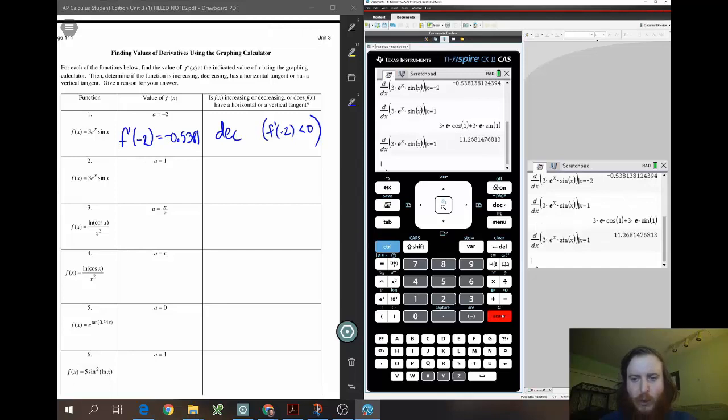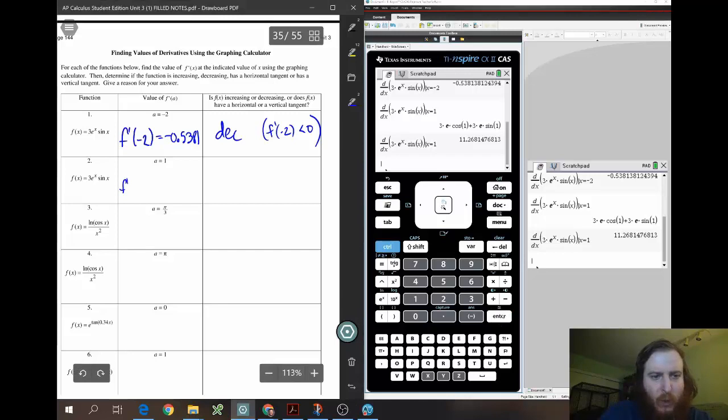And so we get 11.2681, right to 4 decimals. So f prime of 1 equals 11.26814, so 2681. That's positive, so it's going to be increasing.